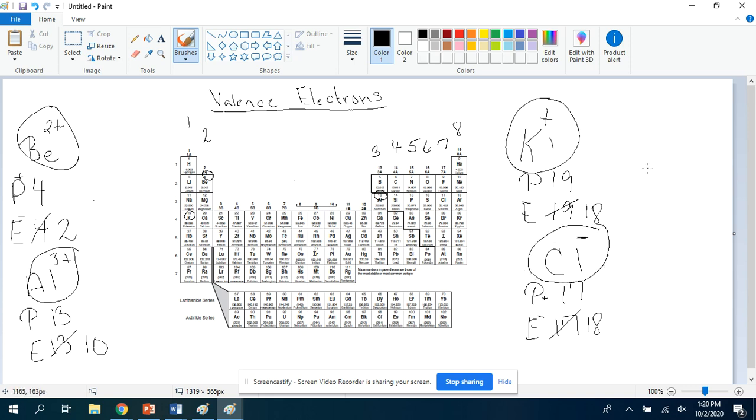All right, I'm going to do one more. Hopefully you see where this is going. Oxygen here, he has 8 protons and also 8 electrons when he's neutral. But since he has 6 valence electrons, he needs 2 more to have 8. He's going to get 2 more. Then he'll have 10 electrons. He'll have a -2 charge because he's got 2 extra negatives.